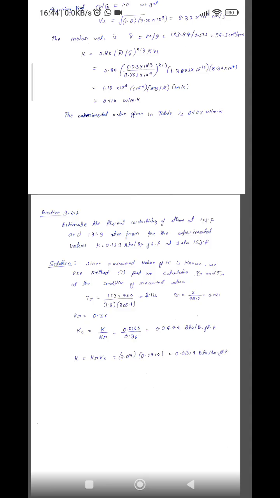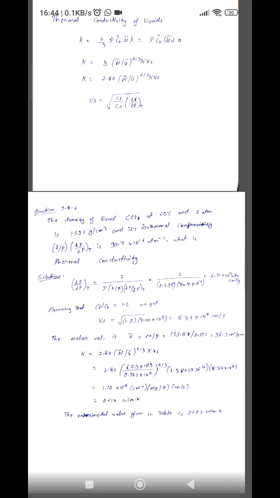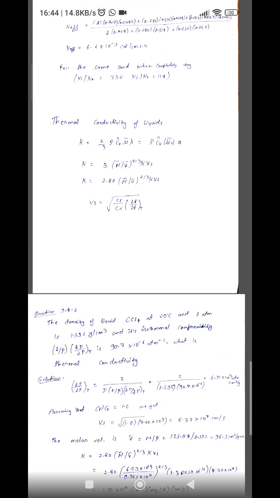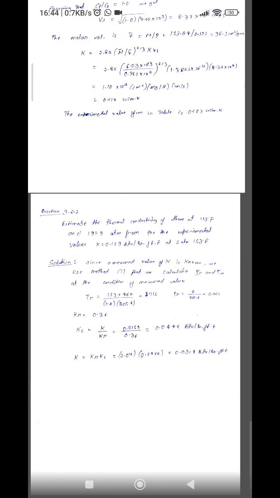Thermal conductivity of liquids and gases. For the gases we have taken the chlorine air mixture problem. Now in the thermal conductivity of liquids we have taken the question on ethane and the other question, which was CCl4, using this expression. So we have calculated thermal conductivity in both the cases, for liquid and for gases.